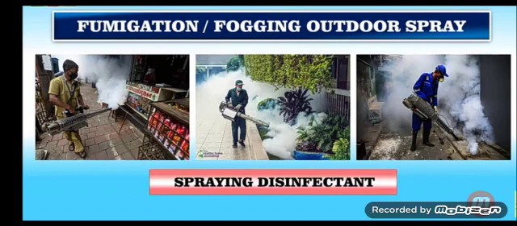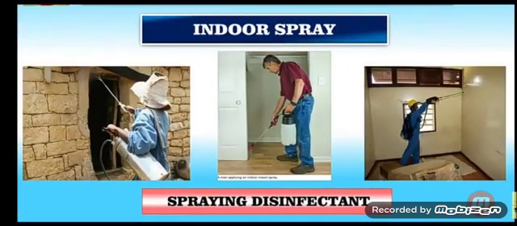To kill adult mosquitoes, fogging or fumigation or outdoor spray may be done. Fumigation means धुआं देना. So fogging is the technique used for killing insects, in which a chemical is sprayed producing thick fog. Then indoor spray of insecticides is also done to kill adult mosquitoes.